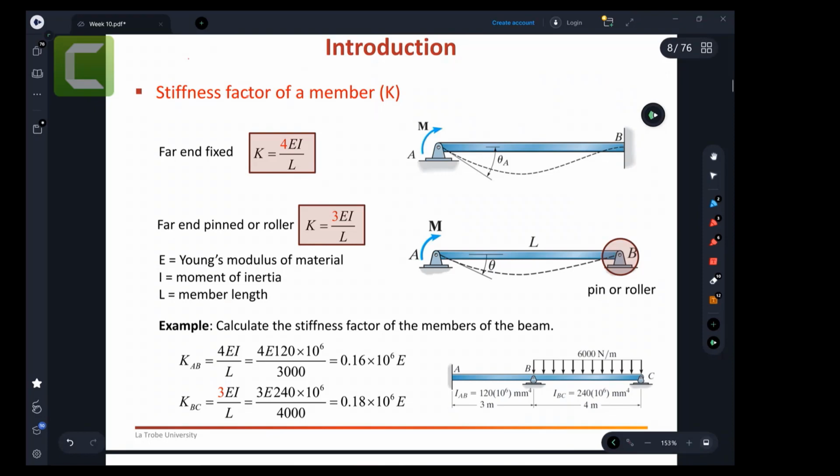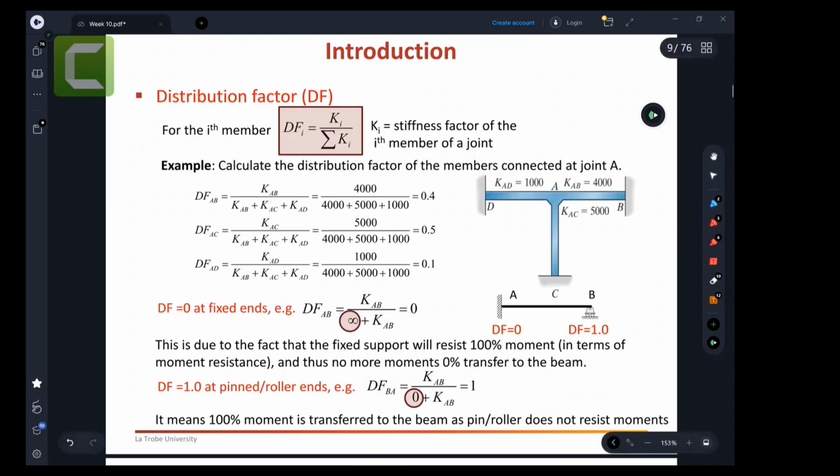So that's 3EI over L. There are only two equations that you're going to come across: stiffness when your far end is fixed, 4EI over L, and stiffness when your far end is rollers, 3EI over L. Okay, now, stiffness factors. Any questions on the stiffness concept?